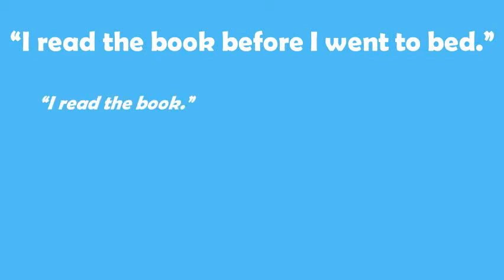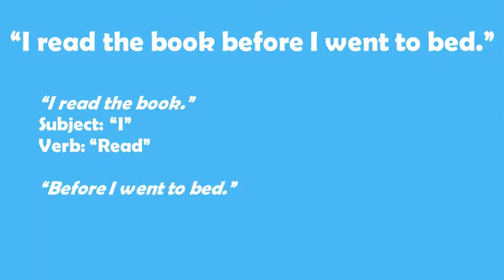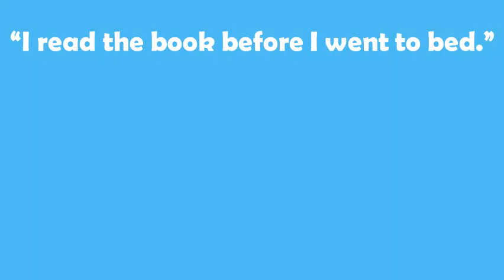So we have to first decide if the first part of the sentence has a subject and a verb. So I read the book has the subject I and the verb read. And then the next part of the sentence, we have another subject and a verb. We have the subject I and the verb went. So since there's at least one subject and verb in this group of words, we know that we have at least one clause. We actually have two clauses here. But let's see what kind of clauses they are, because remember, we have to have at least one independent clause in order to have a complete sentence.